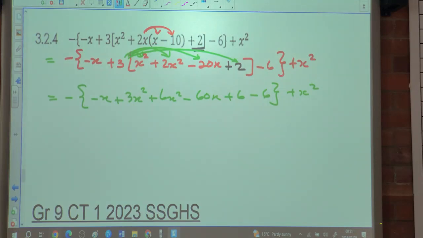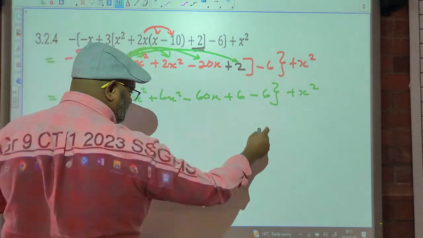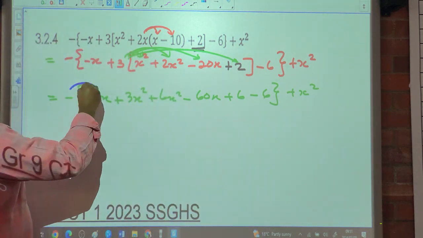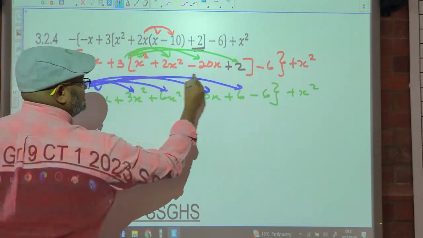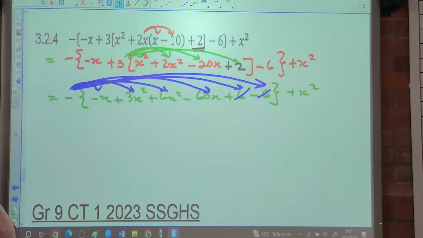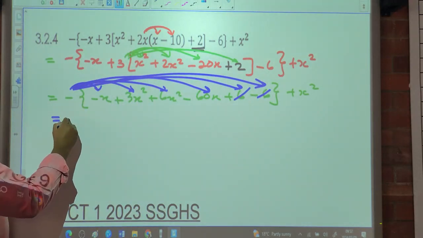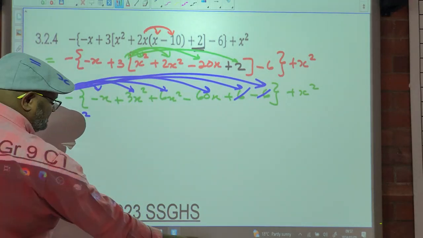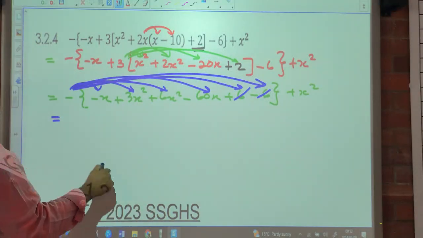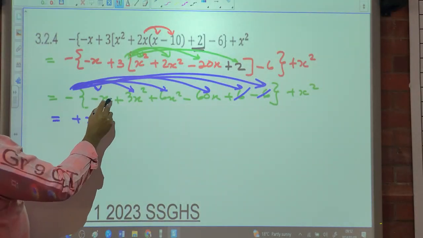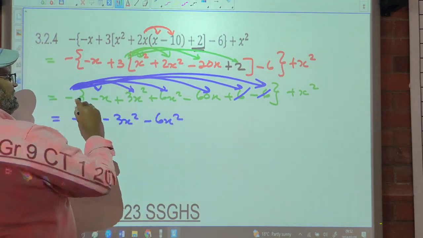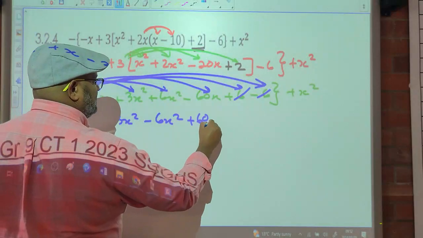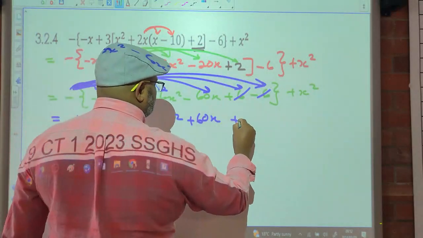What do I do now? Multiply the negative, get rid of the squiggly bracket. Multiply this negative in. But okay, that cancels, not so. Right, so what do I get? Positive x, not squared. Positive times negative is negative 3x squared. Negative times positive is negative 6x squared. Negative times negative is positive 60x, and that 6 is gone.